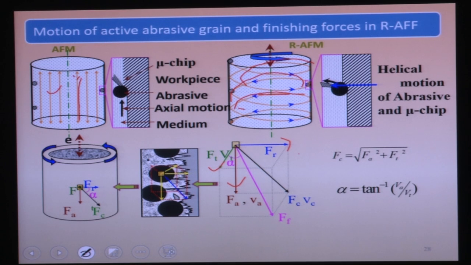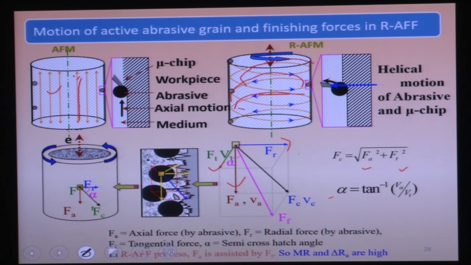Okay, so now you can see the total cutting force is the resultant of the axial force and tangential force, and alpha is the helix angle here.